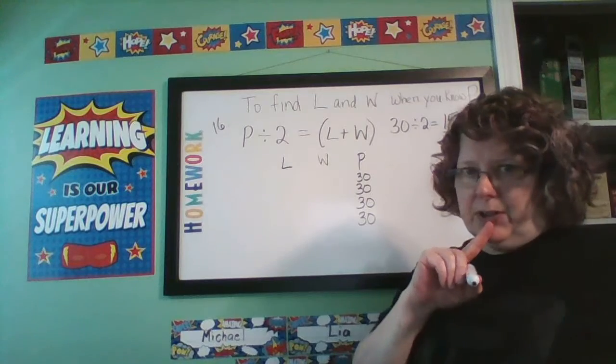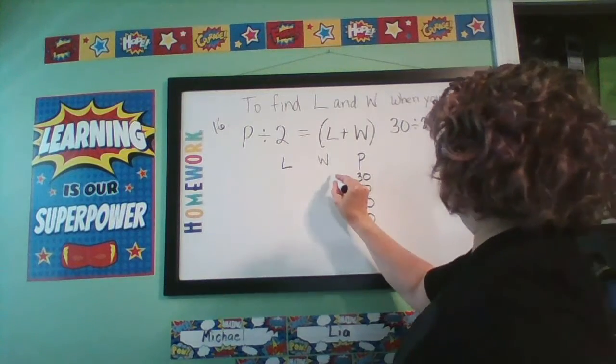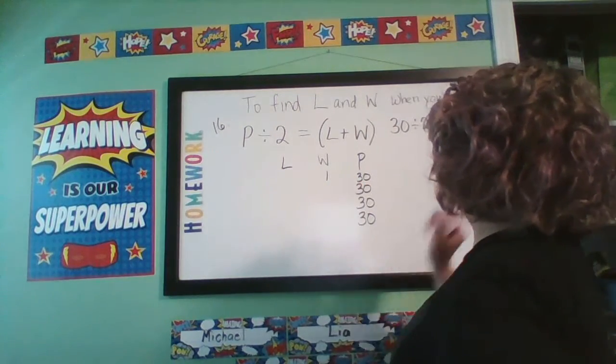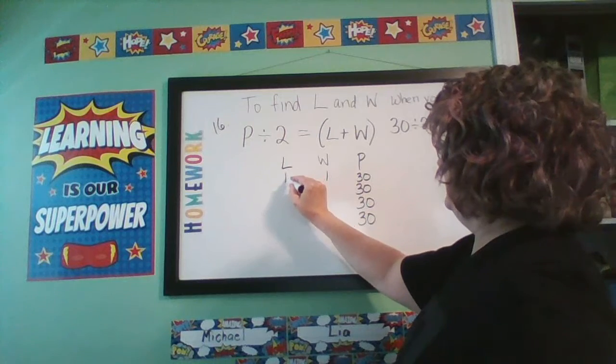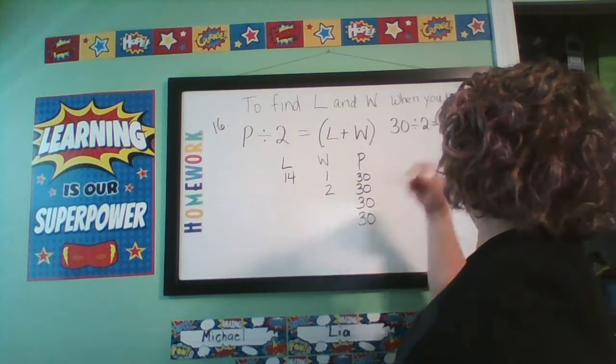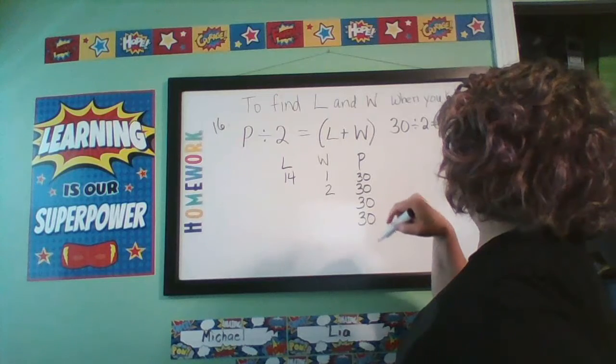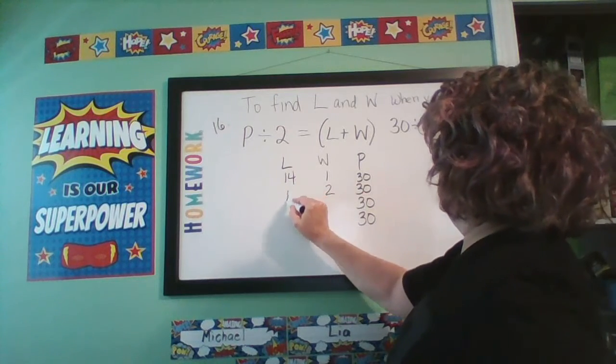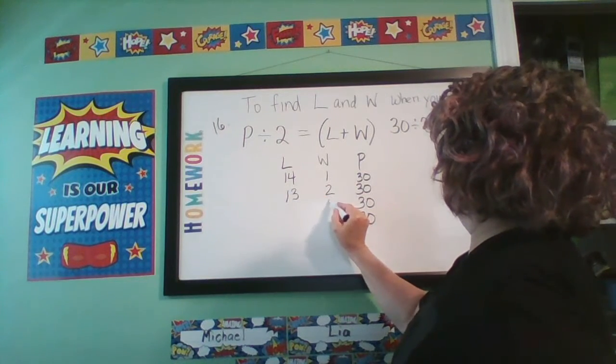I'm always going to start with the number 1. So 1 plus what equals 15? 14. 2 plus what equals 15? 13. And you're going to notice a pattern here.